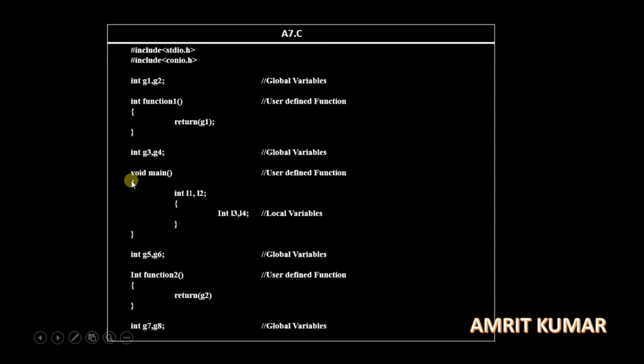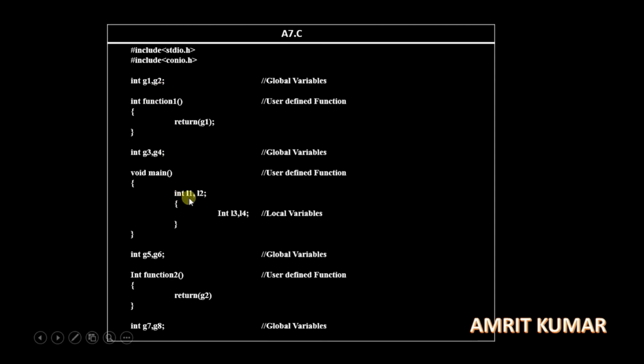That is void. After that, I have opened the curly braces. So this is the local variable. I1 and I2 is a local variable because it is within these curly braces. Therefore, it is a local variable. But G1, G2, G3 and G4 are global variables because they are declared outside of these open and close curly braces. Therefore, G3 and G4 are global variables and G1 and G2 are global variables.